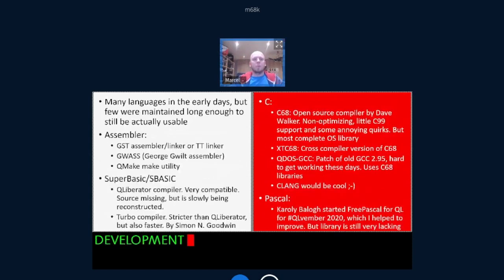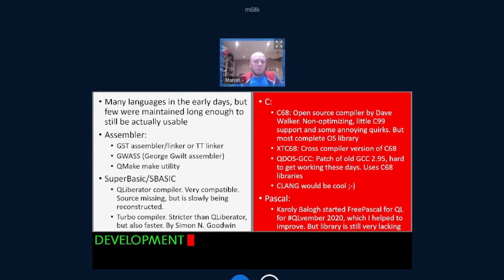Okay, development on the QL. There were many languages in the early days. Several Pascal compilers, several C compilers, whatever, none of them really matter anymore, except for some people really into retro computing and retro software. The main thing today still in use is the GST assembler and linker, which is used to assemble SMSQ/E.